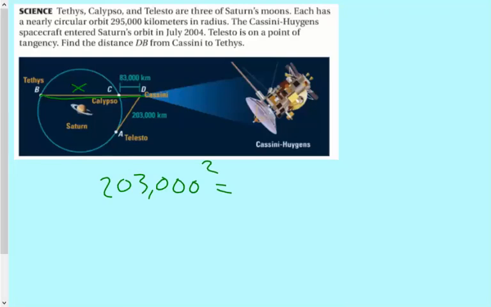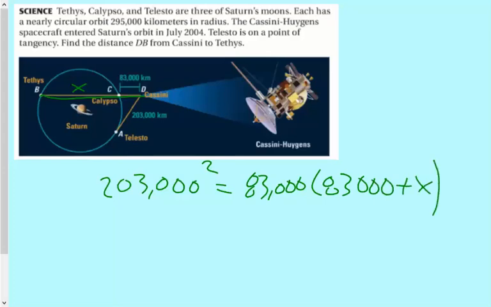203,000 squared equals 83,000 times 83,000 plus x. And then, so just using the theorem we just worked with, you could solve that for x and get your answer. So I don't know why we have all that information there when they give us that wonderful picture with everything we need.